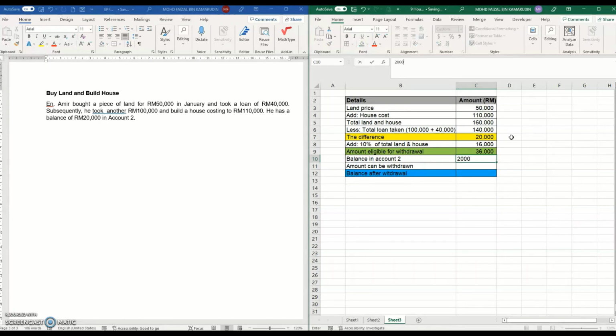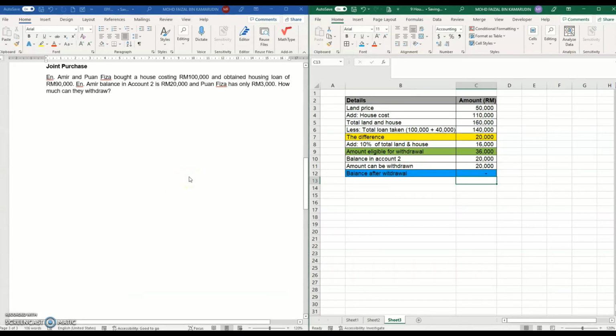In this case, he has got 20,000. So we go for the maximum that he can withdraw, which is whatever available balance in account 2, because it is less than 36. So we will go for a maximum of 20,000. The balance after withdrawal, this minus this, will be 0. So that's how we solve the amount eligible.